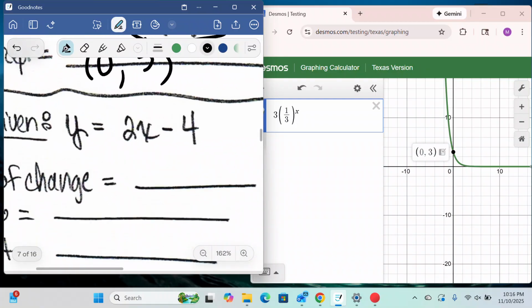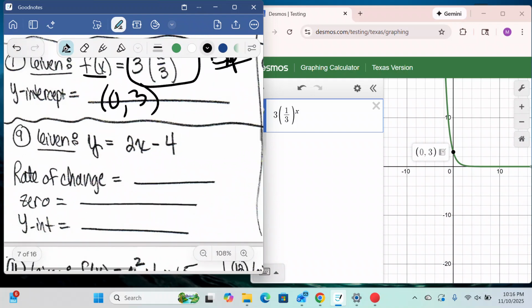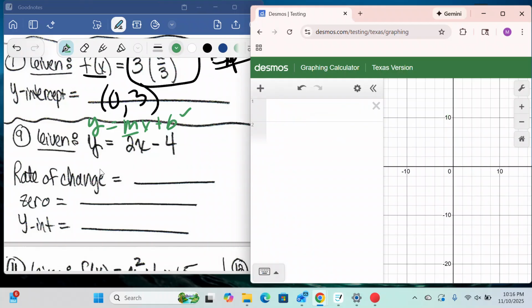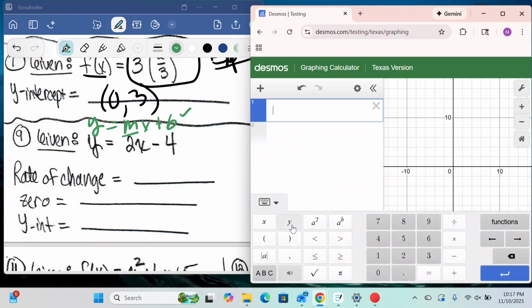If we look at number 9, it is already in y equals mx plus b. So what I'm going to do here is I'm just going to rewrite it one more time. It's going to be y equals mx plus b. And of course right here the m is my slope or my rate of change, and my b is my y-intercept. So all I'm going to do is I'm going to go ahead and put the equation the way it's given. You can put y equals, or I can put just 2x minus 4. In this equation, I am going to put y equals 2x minus 4. And there is my linear equation.